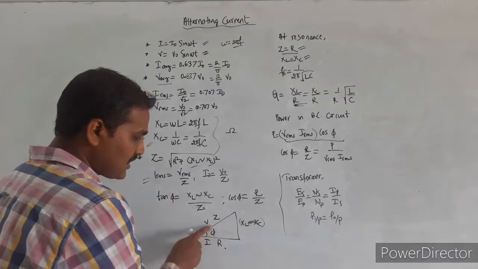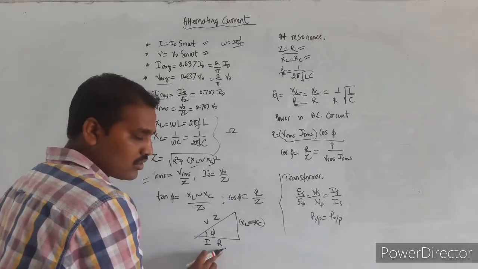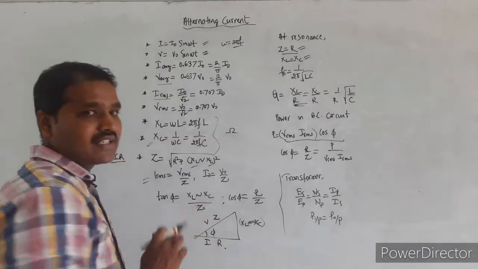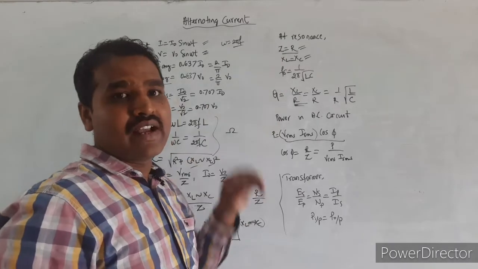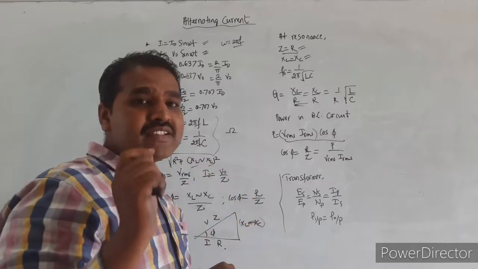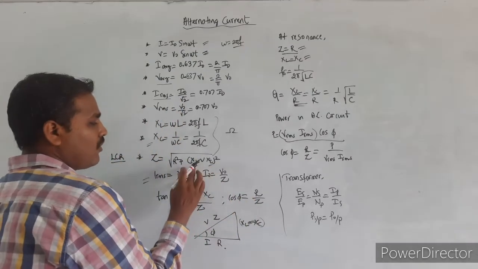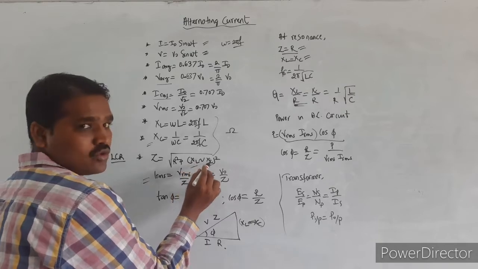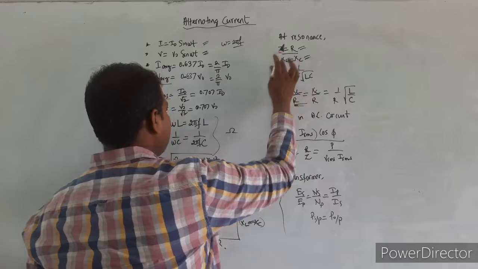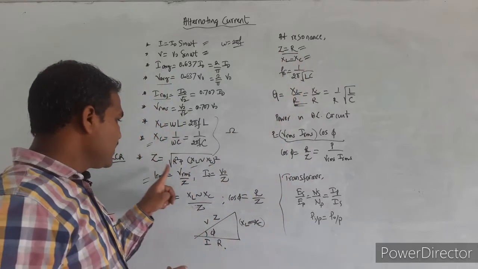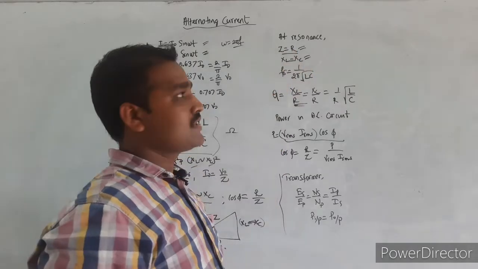From this triangle, cos phi, that is the power factor, is equal to R divided by Z. At resonance the impedance is minimum and the current is maximum. So how is that attained? For resonance, XL must be equal to XC. So at resonance XL is equal to XC, and in that case Z will be equal to R. The impedance will be equal to the resistance of a resistor.